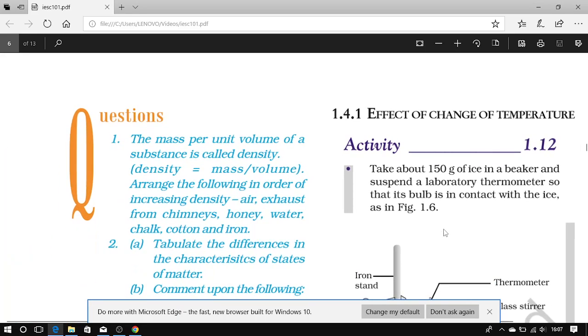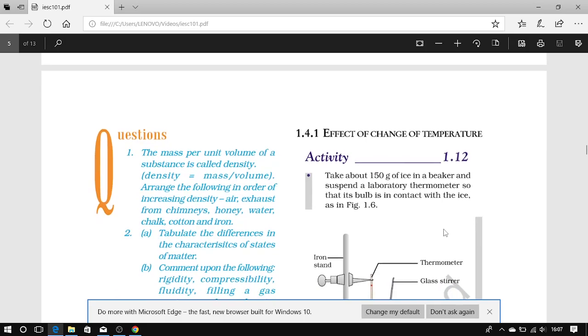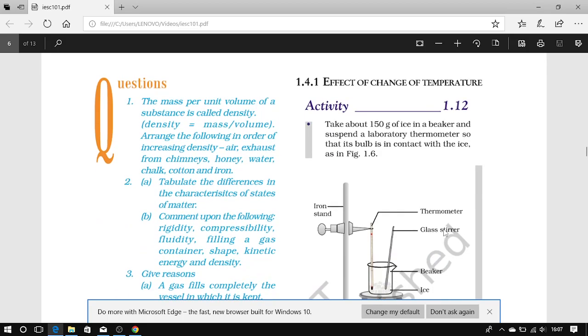Now some questions are here. The mass per unit volume of a substance is called density. Density equals mass upon volume. Arrange the following in order of increasing density: air, exhaust from chimneys, honey, water, chalk, cotton, and iron. So you can note down in your notebook and find out the answer.